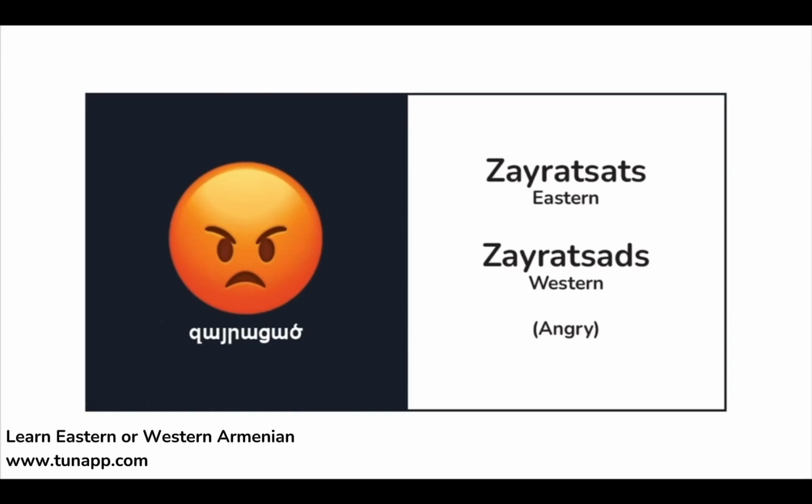And the last one we'll learn today is angry. Zairatsats, or in Western Armenian, Zairatsats. Remember the letter A. It looks like an upside-down M in English. And as we learnt in our lesson earlier, it's always pronounced A in Armenian. If we were reading this word in English, we might see Zairatsats, but that's not how we pronounce it in Armenian. The letter A in Armenian is always pronounced A, and so this word is pronounced Zairatsats or Zairatsats. Angry. Can you repeat this pronunciation in your dialect?